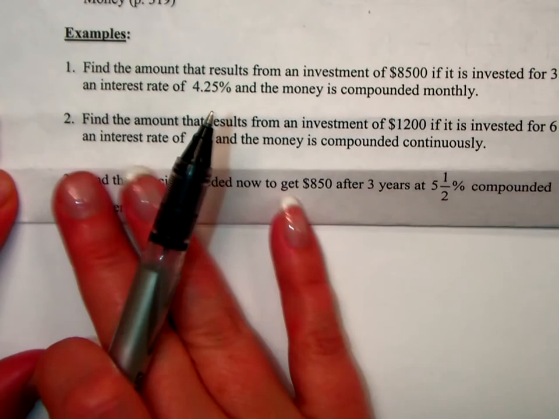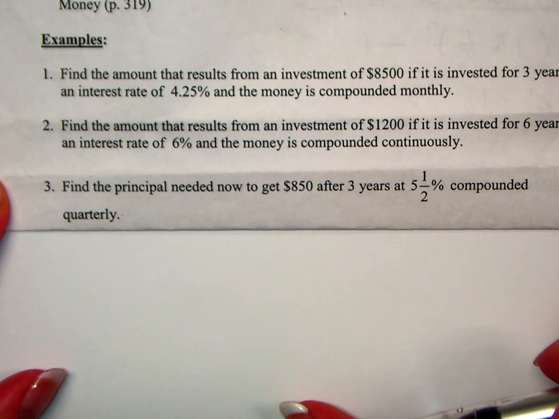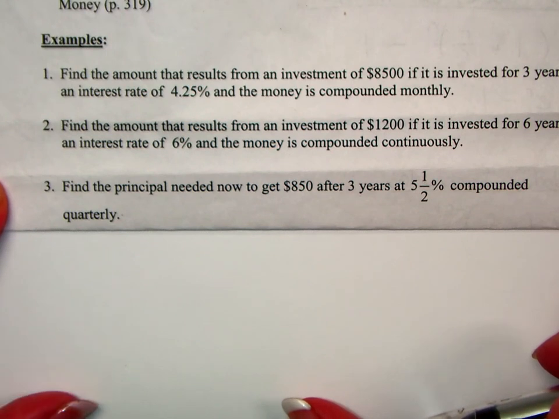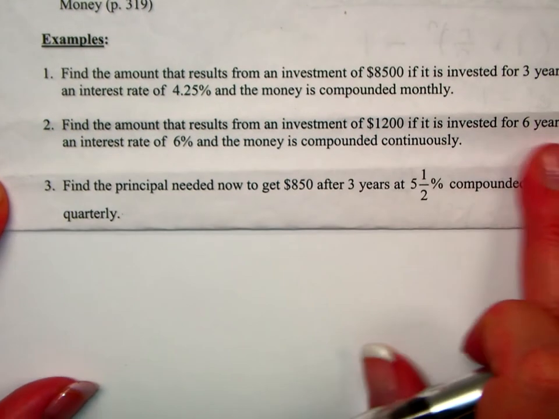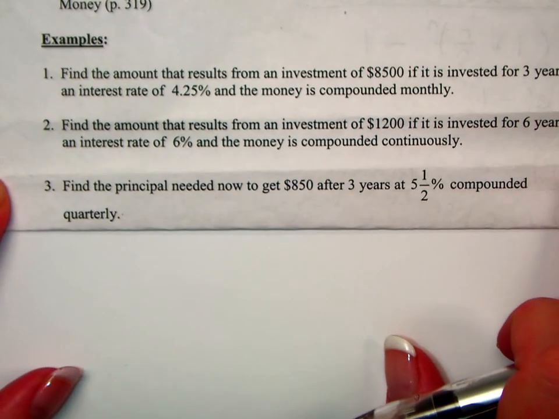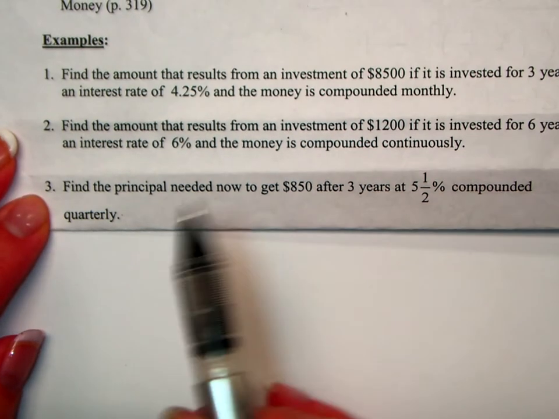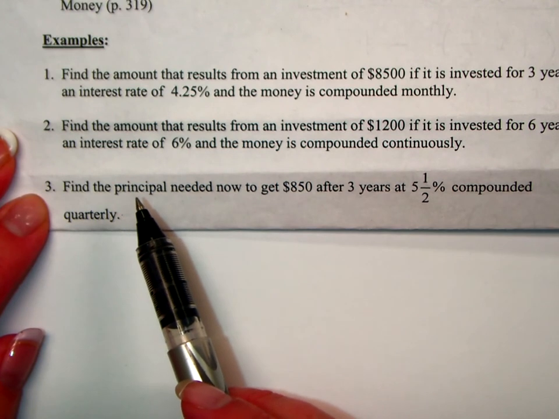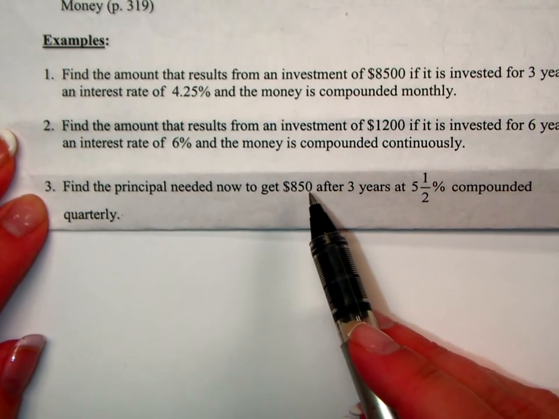All right, so number 3 here. Find the principal needed now to get $850 after 3 years at 5.5% compounded quarterly. So it's like planning ahead, right? Say in 3 years, you know you're going to need an extra $850. Well, the question is asking, how much principal do you need now to invest it and get $850 in the future? Okay, so this $850 is after interest.